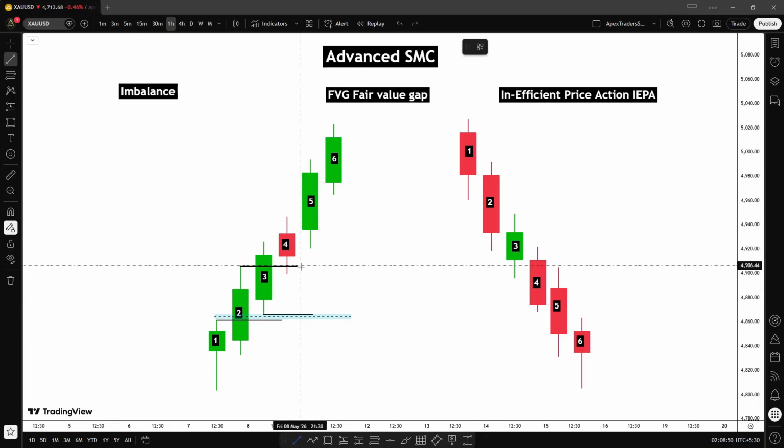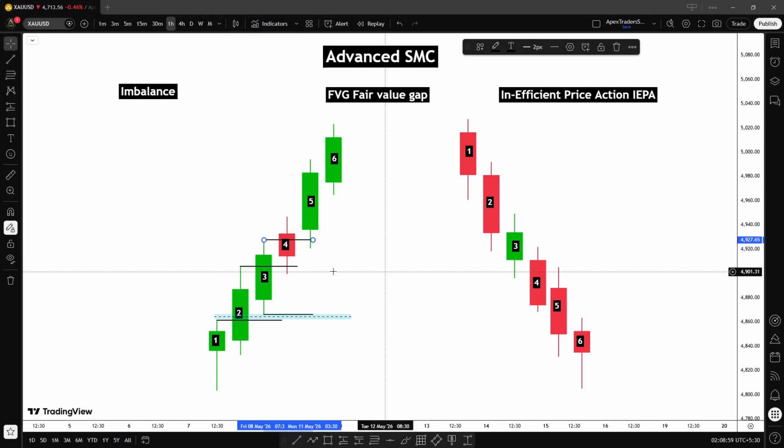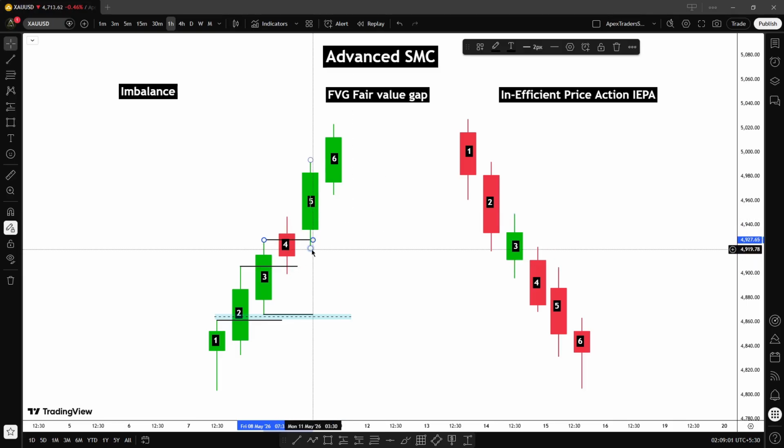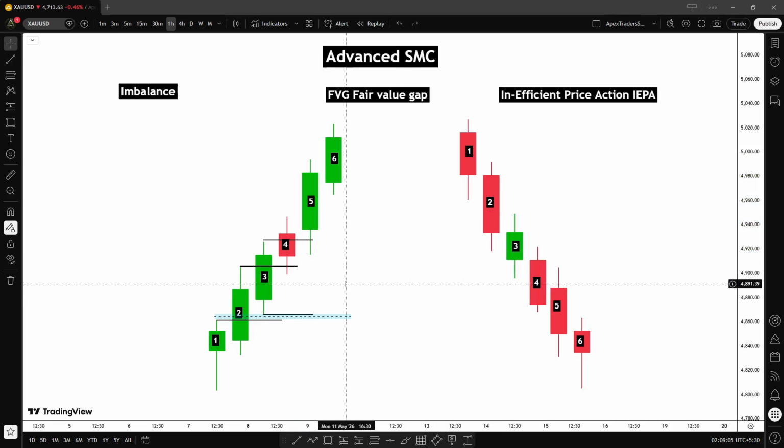So there is no fair value gap. We are not going to do anything. We just have to mark the third candle high, wait for the fourth candle to close, and wait for the fifth candle. Price came back and mitigated. So this is efficient price action. The price has rebalanced itself before continuing upside.